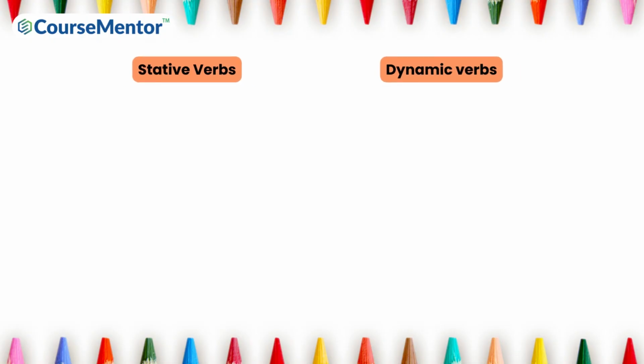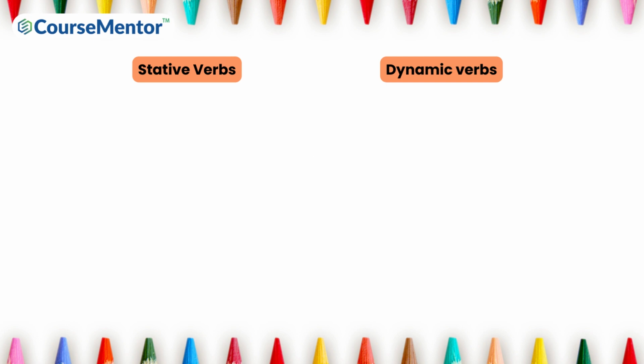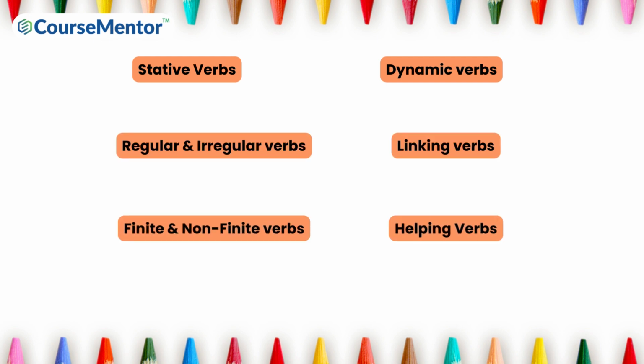Apart from stative and dynamic verbs, there are also other types of verbs. Regular and irregular verbs. Linking verbs. Finite and non-finite verbs. Helping verbs. And modal verbs. In this chapter, we will know what they are, and to learn the verb parts in detail, we have made different videos on every verb. Go and check them out on our channel.